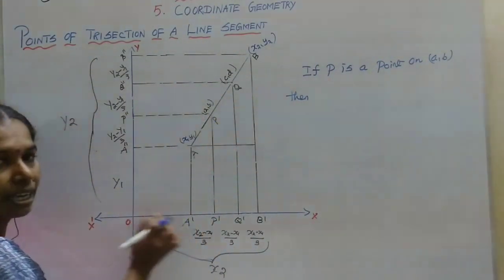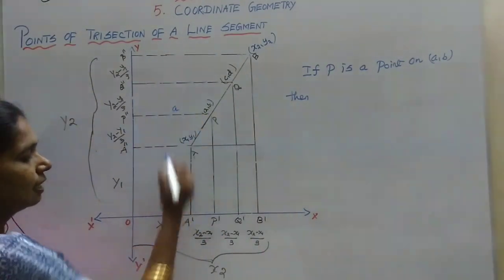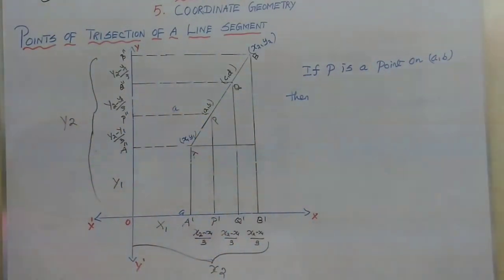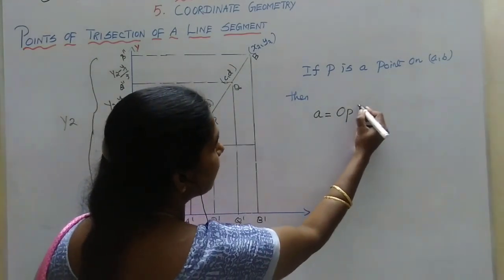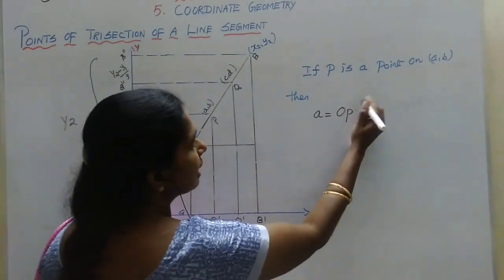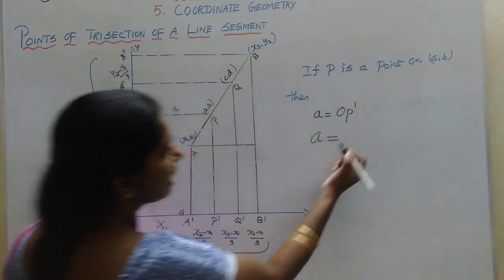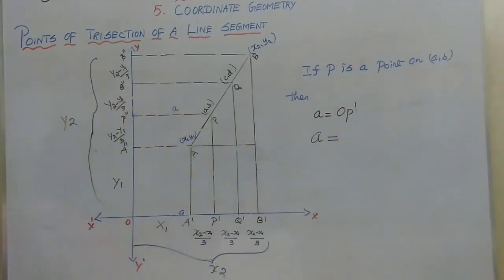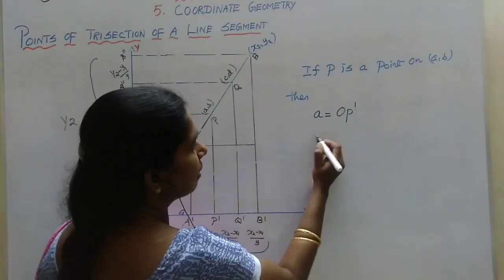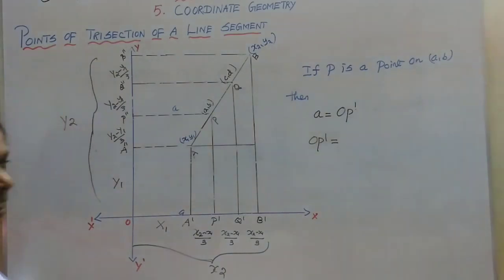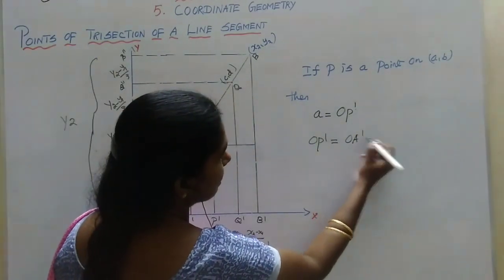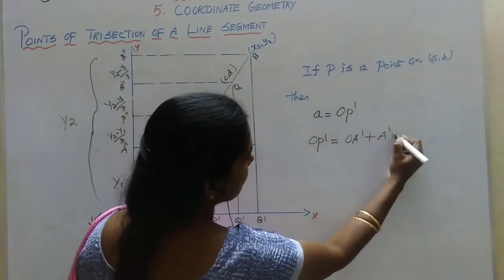O to P dash is A. We can take this is A. OP dash is the length of A. So you have to write small a equal to OP dash. And how we are getting this OP dash? OP dash is equal to the addition of two things. What are the things? OA dash plus A dash P dash.